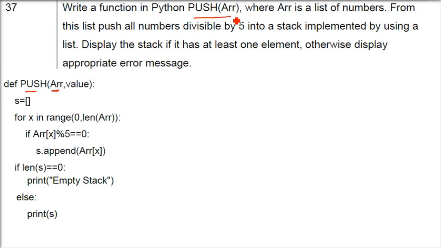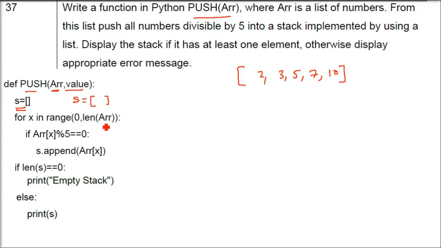The question has already provided the name of the function and these are the parameters, so we have to use exactly like this. ARR is a list of numbers, so you have 2, 3, 5, 7, 1 like this. Push all the numbers divisible by 5 into a stack implementation. Let me make a few numbers divisible by 5 in a list. So now we have an empty list, where we are going to add the numbers which are divisible by 5 from the ARR.